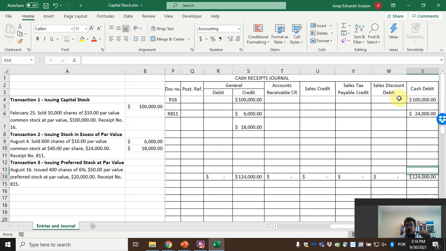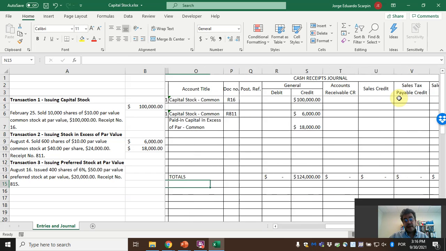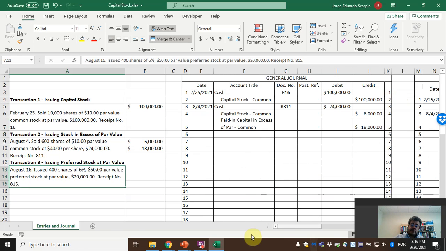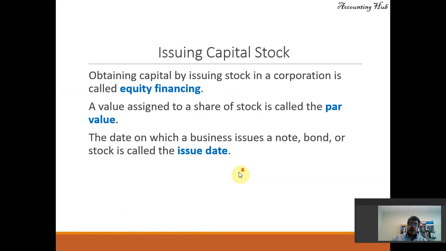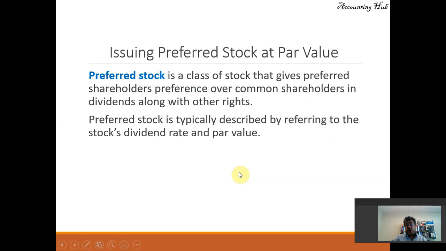So 124 for both. However, we have a second stock, call it preferred stock, and usually it is at par value. So it's a class of stock. What is the difference between common stock and preferred stocks? Preferred stock is a class of stock that gives preferred shareholders preference over common shareholders in dividends along with other rights. Okay, so we need to pay dividends.